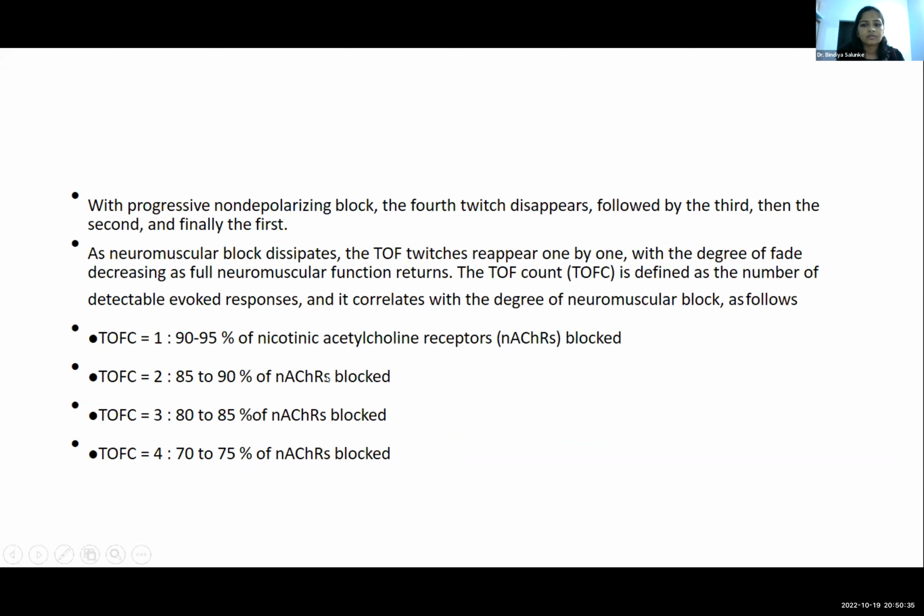So there is a correlation between the number of detected TOF counts and how many nicotinic acetylcholine receptors are blocked. So if the TOF count is 1, then 90 to 95% of nicotinic acetylcholine receptors are blocked. If 2, then 85 to 90%. If 3, then it is 80 to 85%. 4.